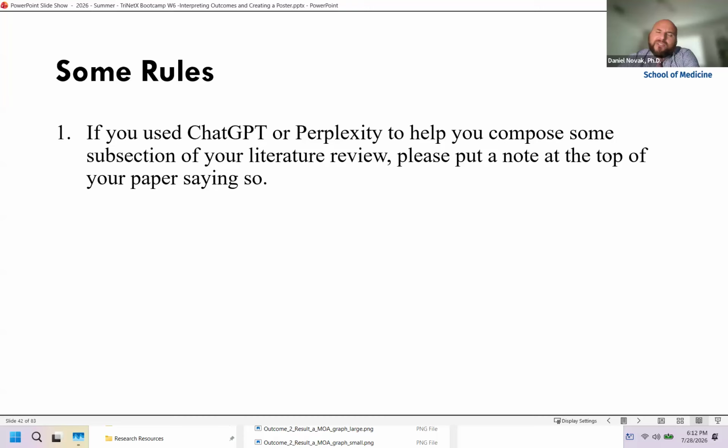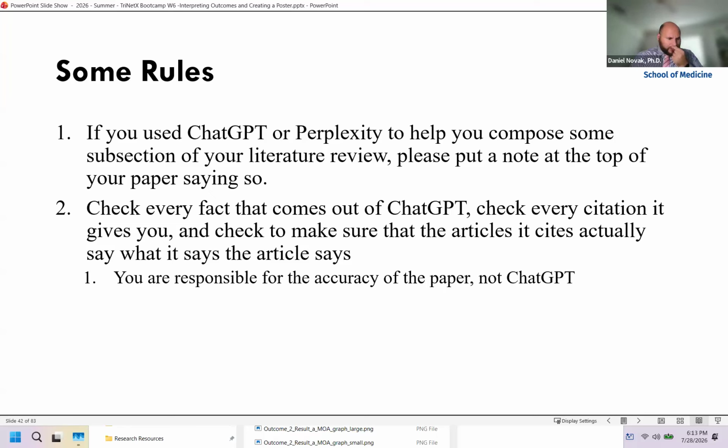So I just want to give you some rules of thumb as you're using AI. I'm an AI proponent. I'm on like 5 different AI committees and I do my own research into AI and scholarship and all sorts of stuff. But I would say if you use ChatGPT or Perplexity to help you compose some subsection of your literature review, please put a note at the top of your paper saying so for my class, or journals increasingly have declarations that you have to include in your study. I would strongly recommend for your own sake that you check every fact that comes out of ChatGPT and check every citation it gives you, check to make sure that the articles it cites actually say what it says they say. You're responsible ultimately for the accuracy of the paper, not ChatGPT, because your name is on it, and that means something.